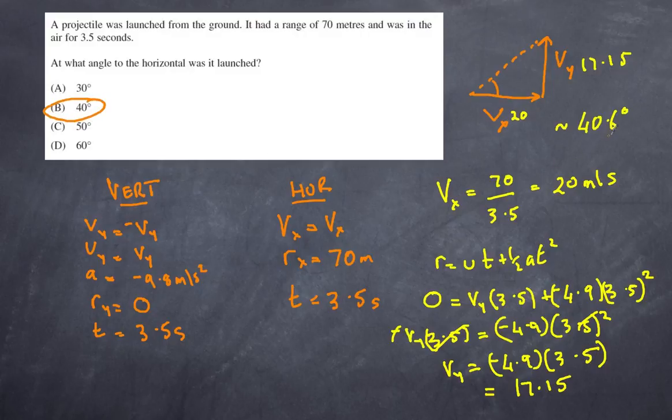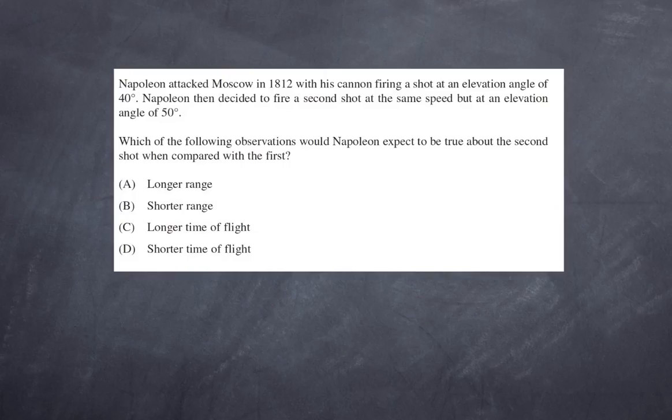Now, some of you may be saying, hold on, that's 40.6, but the answer is 40. And the thing to remember here is that this value of 3.5 isn't necessarily precisely 3.5. It's 3.5 to two significant figures. And so the actual time for exactly 40 will be slightly different, but to two significant figures, we're going to get 3.5. Next question.